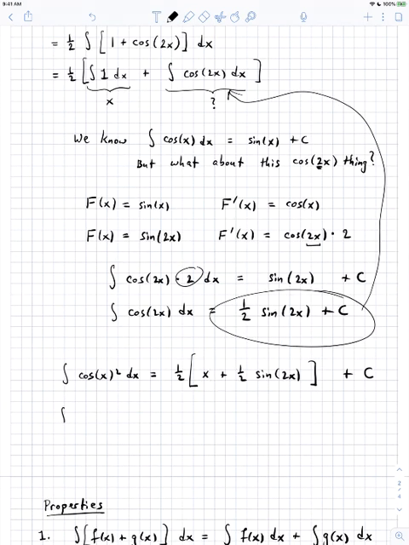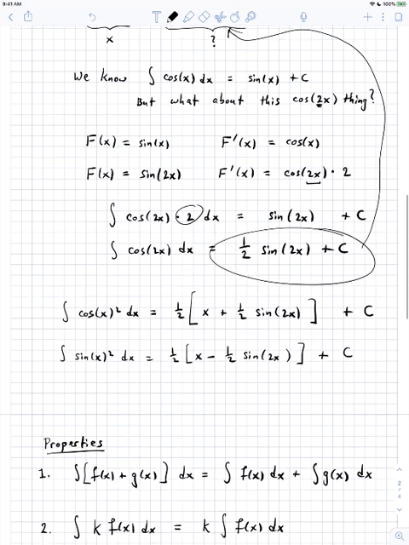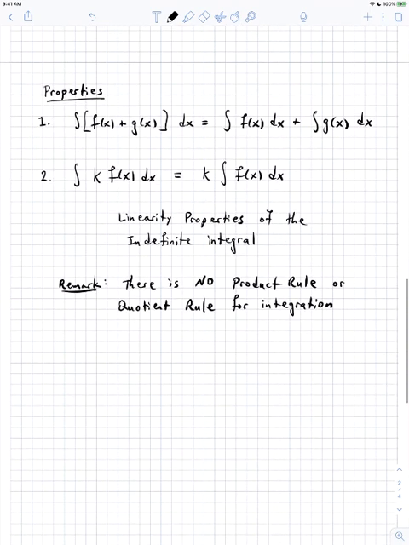So we could even write that down. The integral of sine x quantity squared dx is equal to 1/2 x minus 1/2 sine 2x plus c. So using techniques like this will enable us to evaluate certain indefinite integrals, but not all of them. Some indefinite integrals cannot be evaluated.